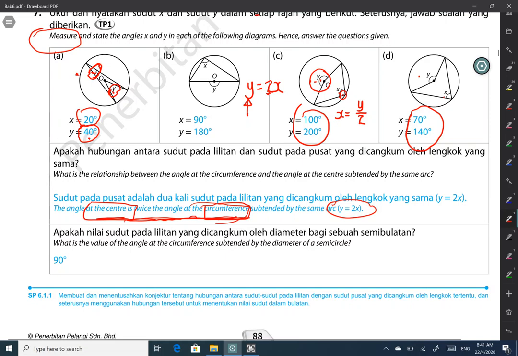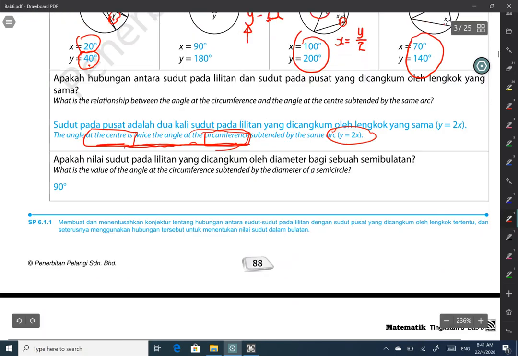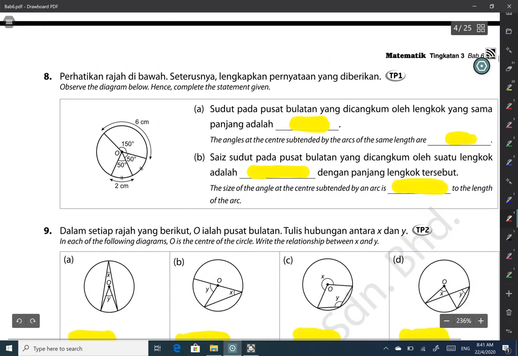What is the value of the angle at the circumference subtended by the diameter of the semicircle? See, this is the diameter. So the angle at the circumference is 90 degrees. Okay, these are the properties for the angles in a circle.